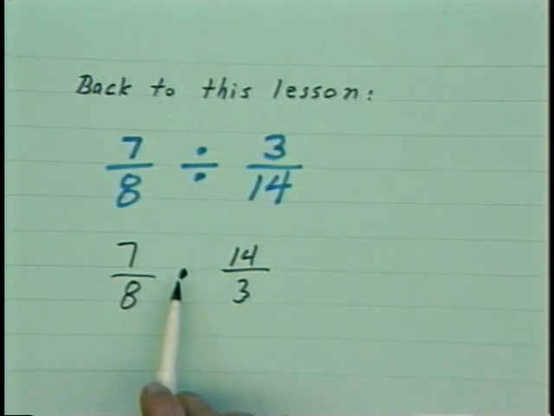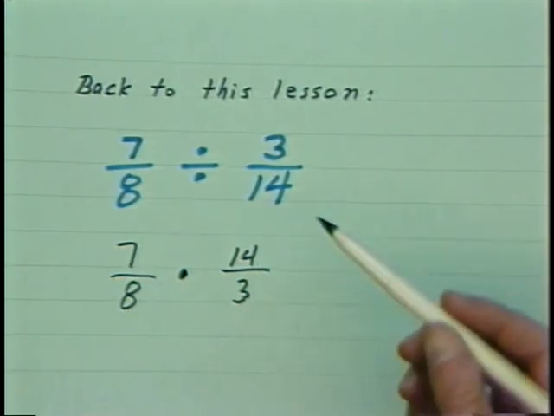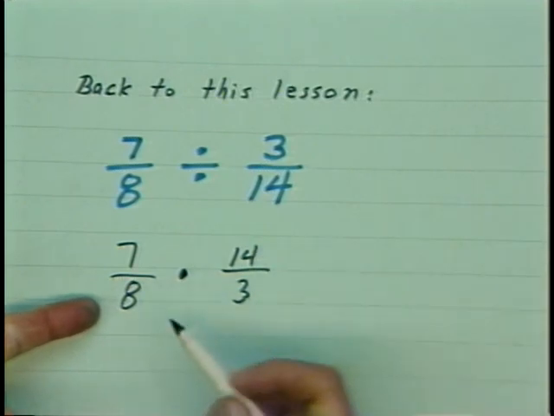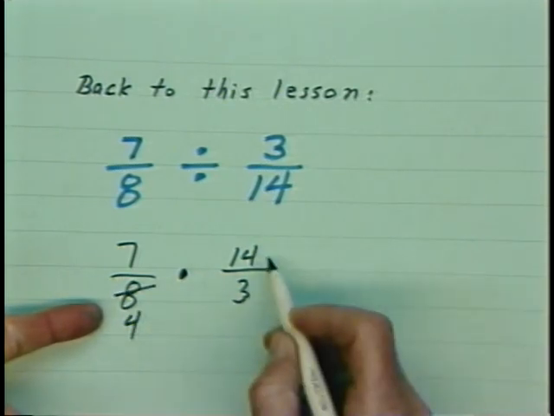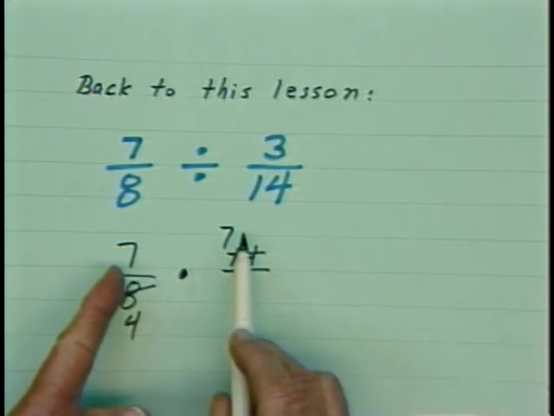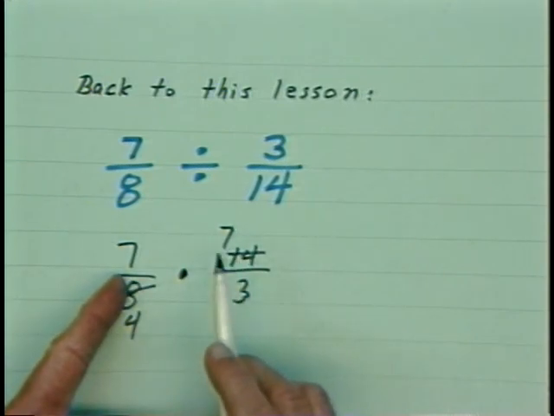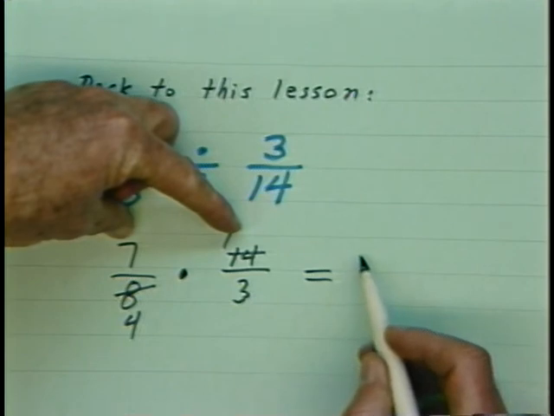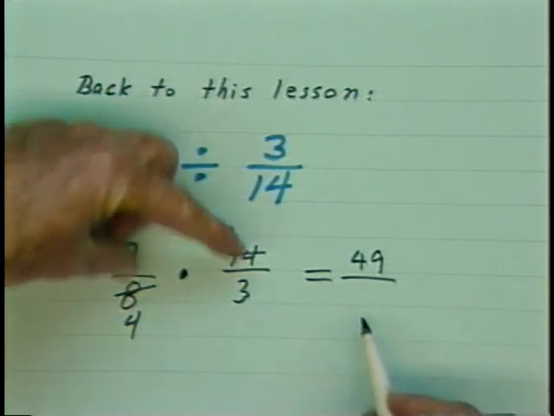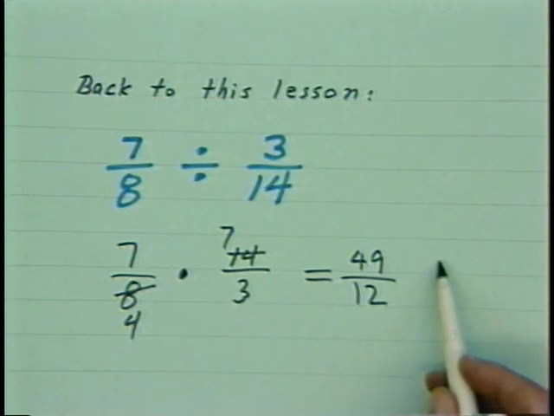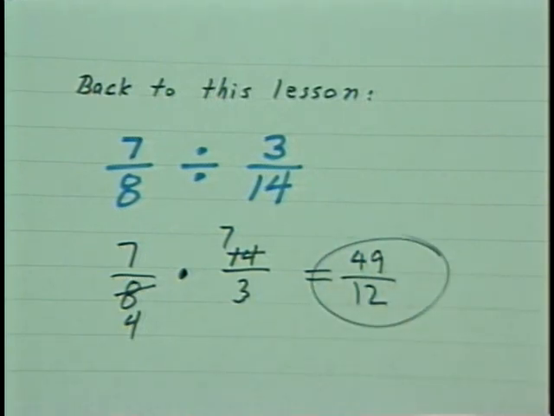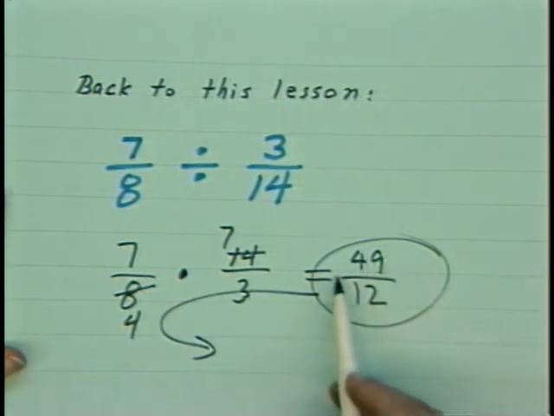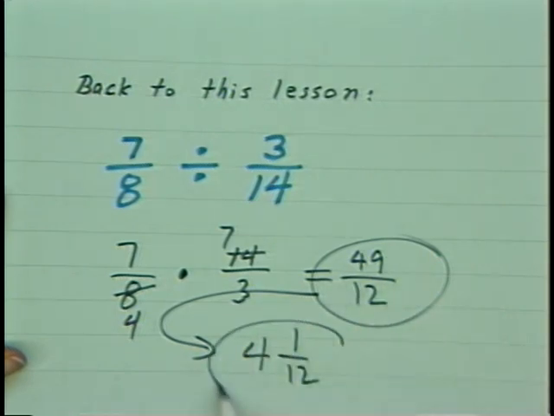But now that I am multiplying, I can check to see if there's any cancellation possible, as there is here. 2 goes into 8, 4. 2 goes into 7, 7 times. I cannot cancel here because they're both on top. So I multiply the old tops to get the new top, the old bottoms to get the new bottom. And I have my answer, in this case, in improper fraction. If we wish it in mixed number form, this would be 49 divided by 12, which is 4 and 1/12.